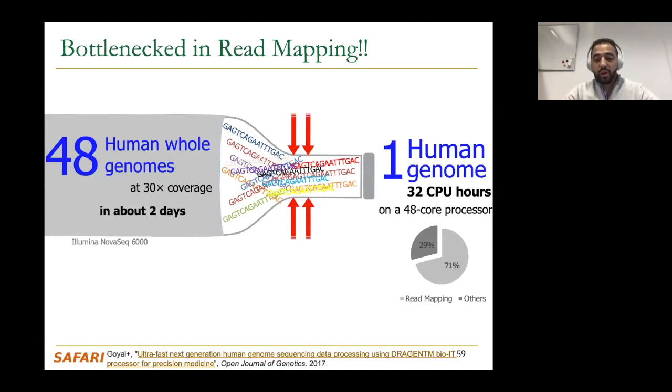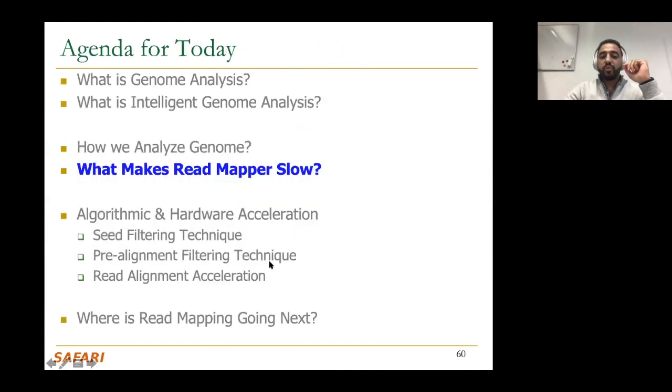Again, it depends on the workload. These numbers might be different from one machine to another, or from one software or algorithm to another, because these numbers are from 2017. But the ratio is still there. Why is that? Because sequencing machines keep advancing in throughput, cost, and accuracy, and Moore's law is not scaling as well as we have in these sequencing machines. All right, so now what makes the read mapper slow?